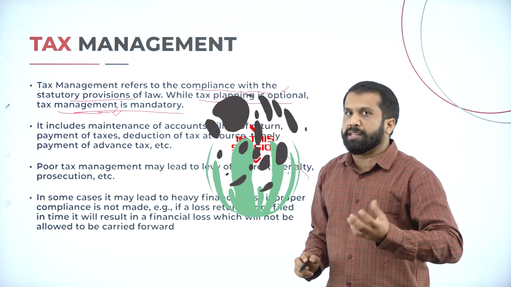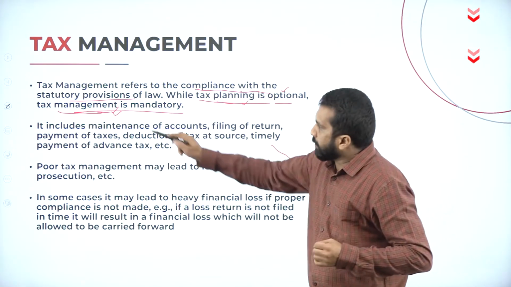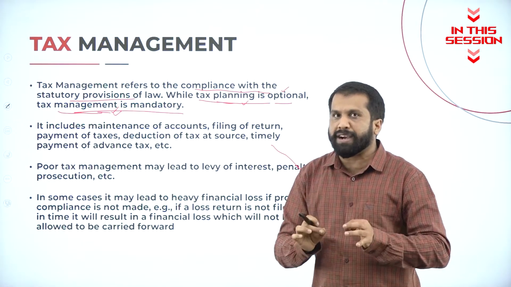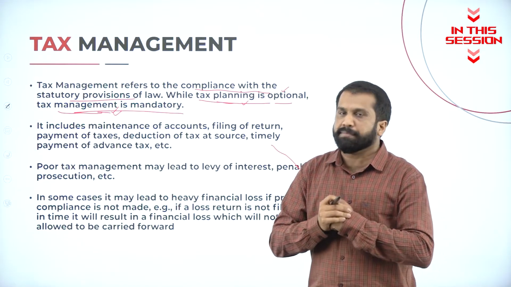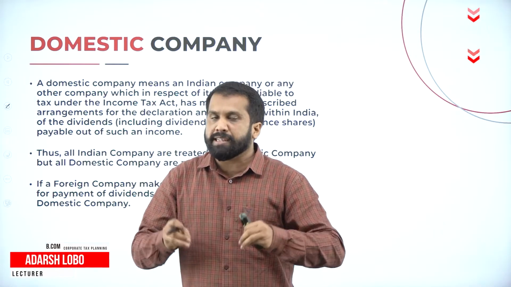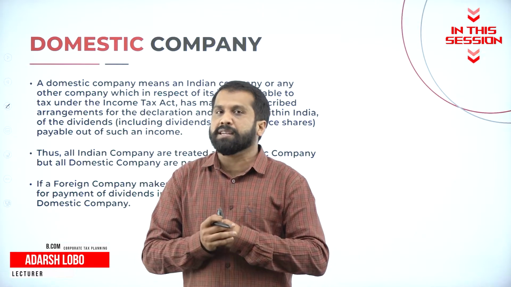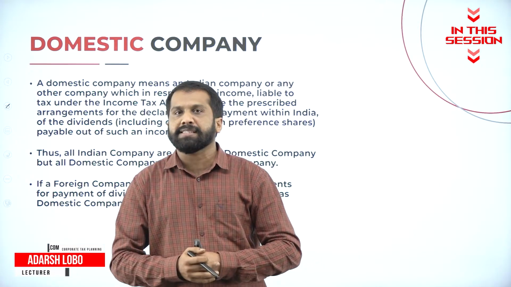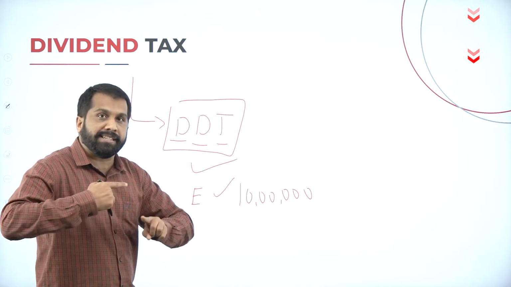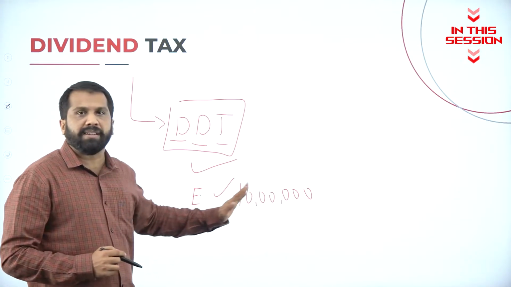Planning is optional. If you want, you can go. Tax management is mandatory, compulsory. You have to file your tax on time. The origin: if more than 50% of the shareholding is with an Indian person, an Indian resident, we call it a domestic company. If any Indian company's dividend exceeds 10 lakh, we are supposed to pay tax.